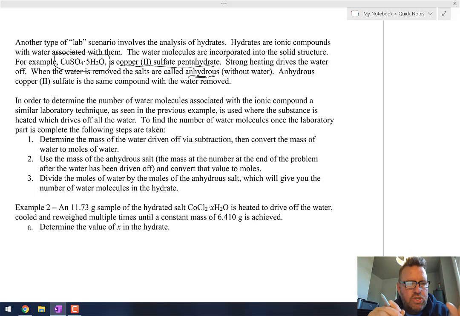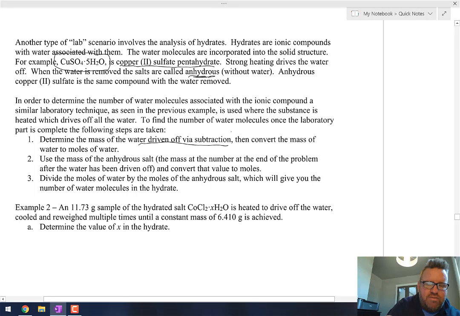So, in order to determine the number of water molecules associated with this compound, we're basically going to have to figure out, again, we're driving off all of the water. So to find the number of water molecules once the laboratory part is complete, what do we do? We determine the mass of the water driven off, basically by subtracting, just like how we did in the previous problem when we subtracted the filter paper from it. And then we convert that to moles. And then we use the mass of the anhydrous salt, the mass, again, at the end of the problem, once all the water's gone, and convert that to moles. And then basically we're just going to compare them.